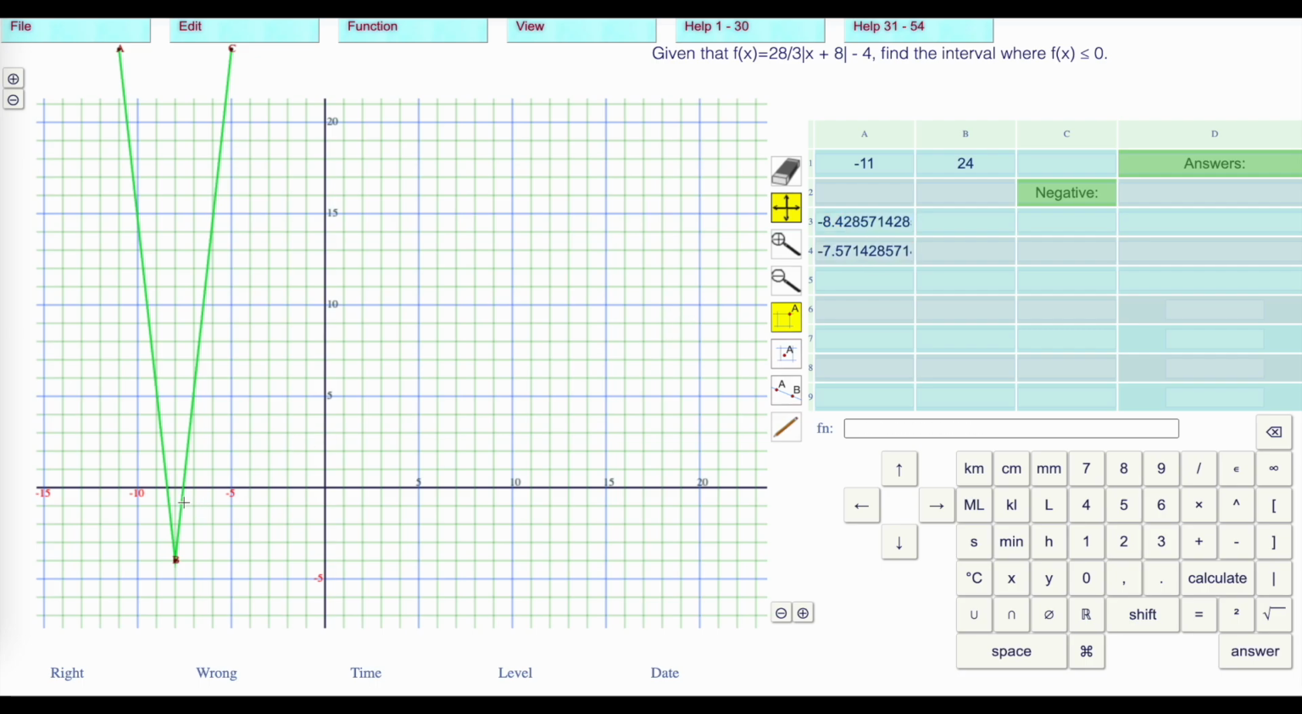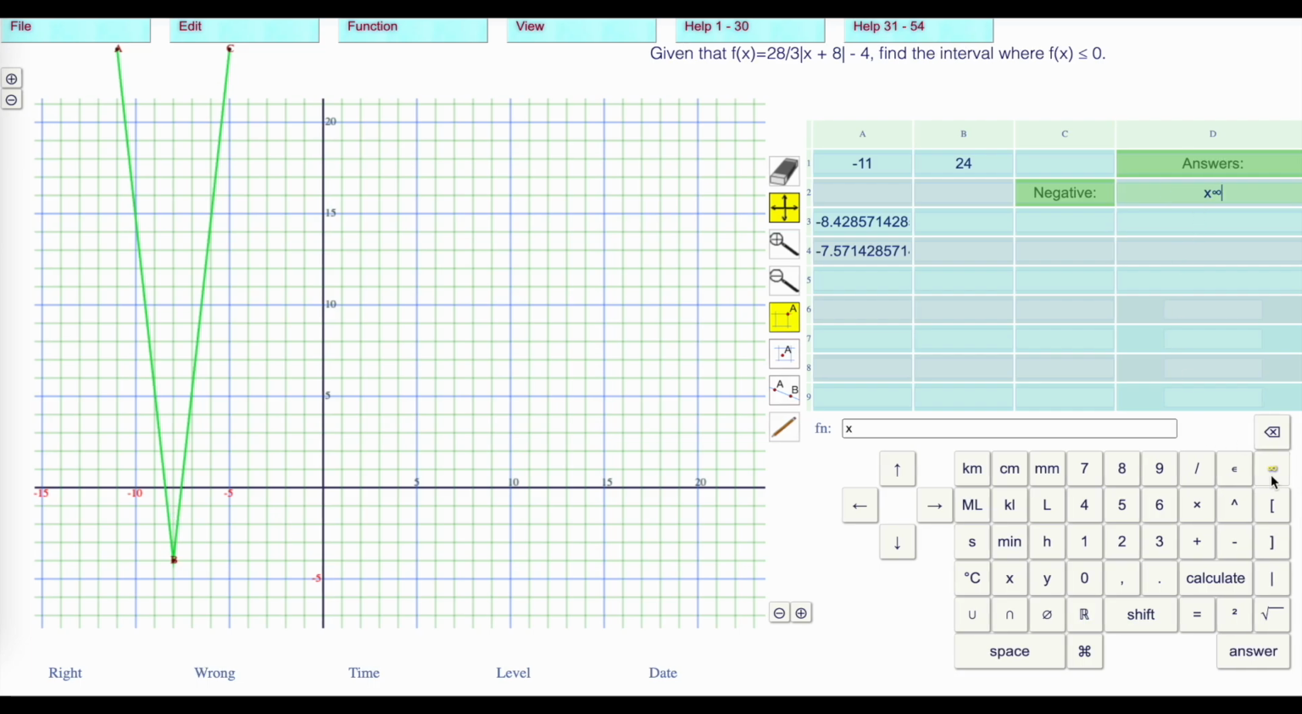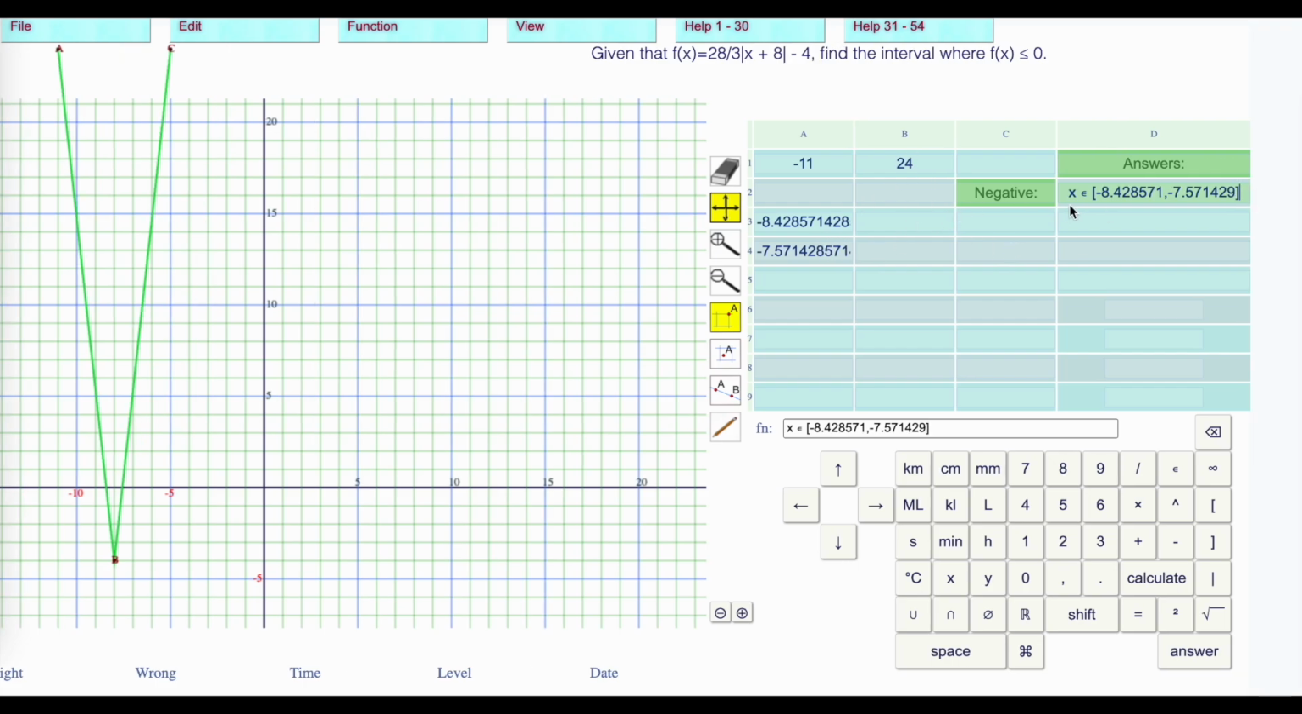So we know it's negative between these two values. When x is a member of between -8.42857 and -7.57143, I'll round up to a 9, because the 5 tells the 8 to round up to a 9. Except, open bracket on that. When x is between these two values, this function is negative. And then we press answer to see if we're right.